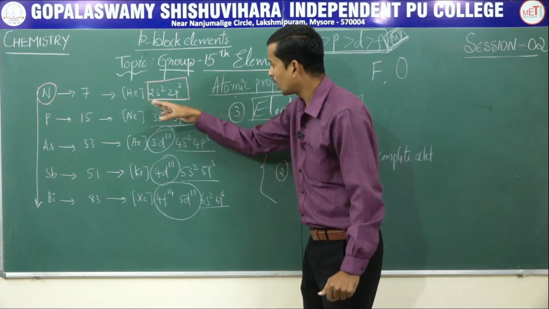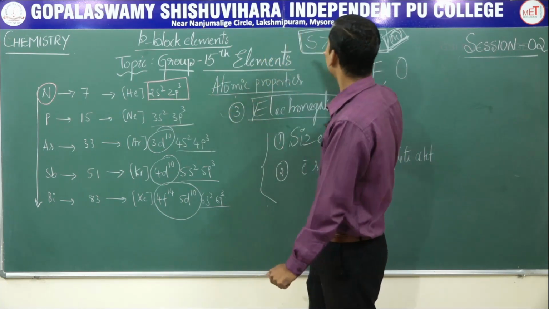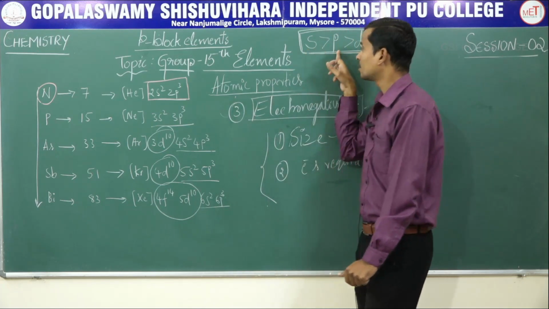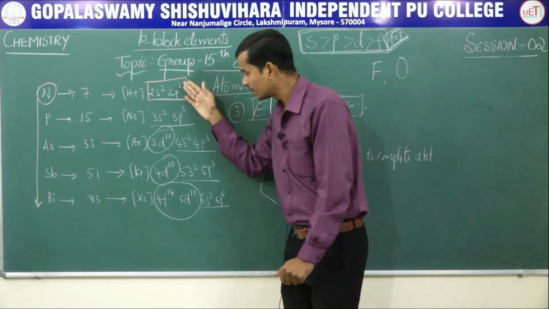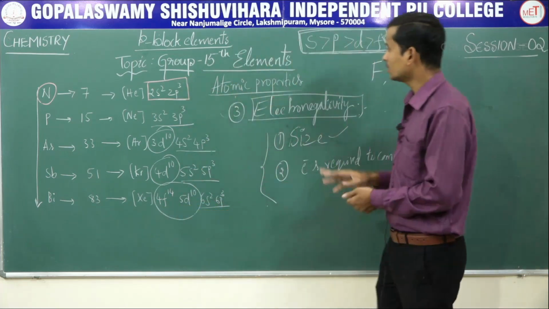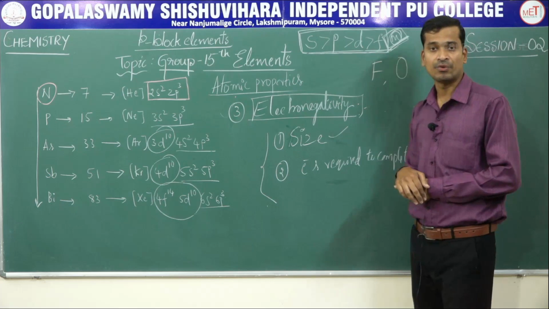Another important point: the screening effect of an s orbital is higher than p, higher than d, and higher than f. Okay, and these are the atomic properties of group 15 elements.